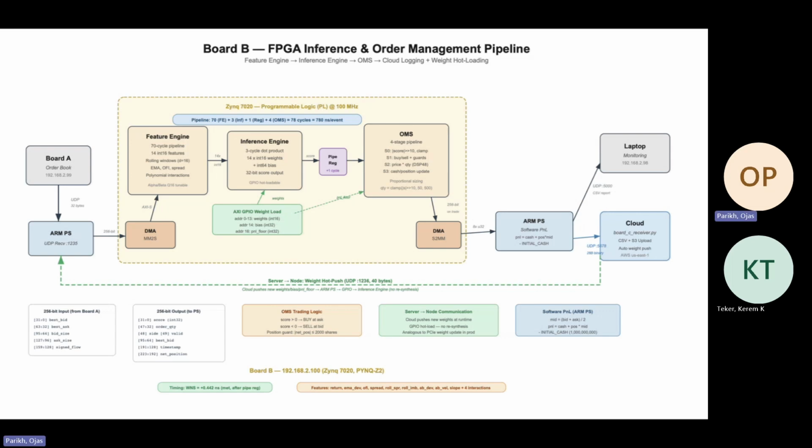The OMS also tracks position, where it's capped at 2,000 shares long and no short selling. And there's a P&L kill switch in hardware that stops the trading in exactly one clock cycle if required. For server-to-node communication, the cloud receiver can push a 40-byte UDP packet containing new weights, bias, and a PNL floor that can be pushed dynamically to the board B system.